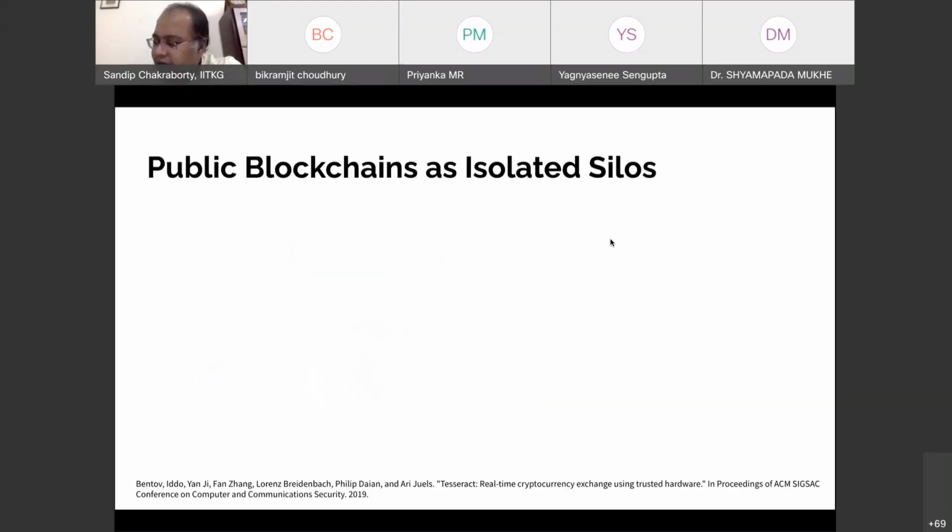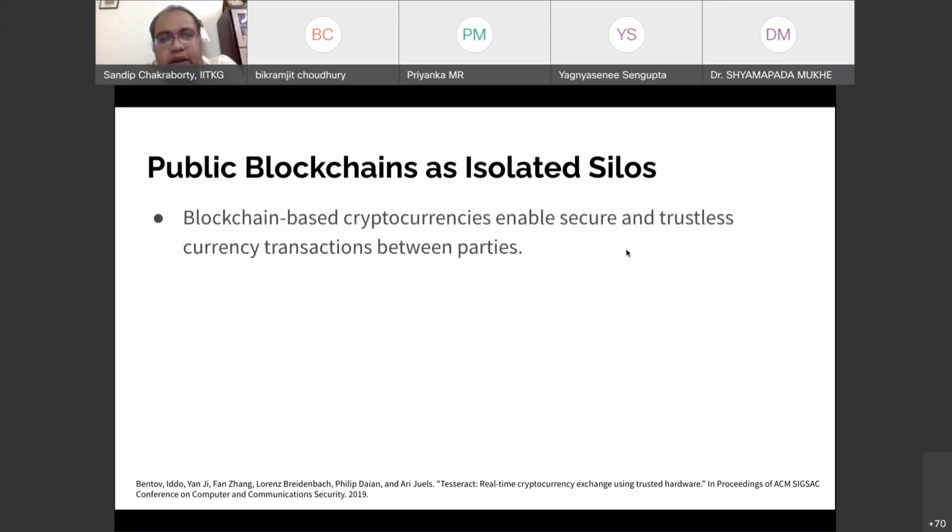So, as I was mentioning at the beginning, these blockchain networks started as isolated silos. That means every individual network works on its own. If you have a Bitcoin network, the Bitcoin network works on its own, and if you have an Ethereum network, the Ethereum network works on its own. So in that context, how we can support this kind of cross-chain transfer becomes an open problem.